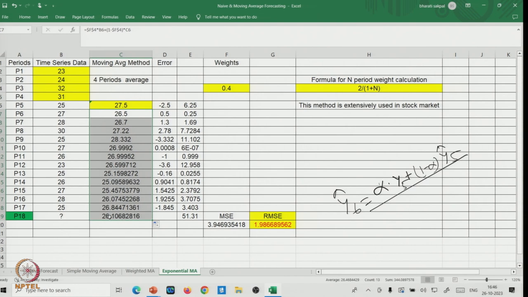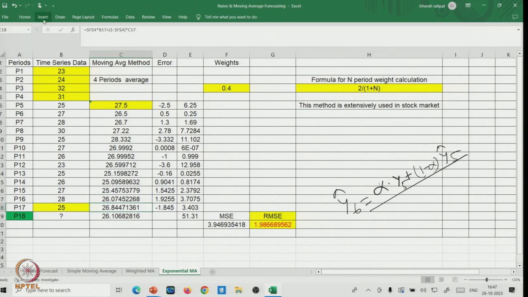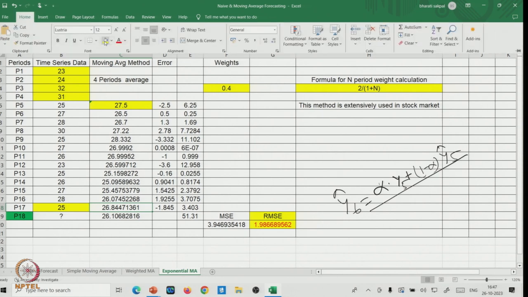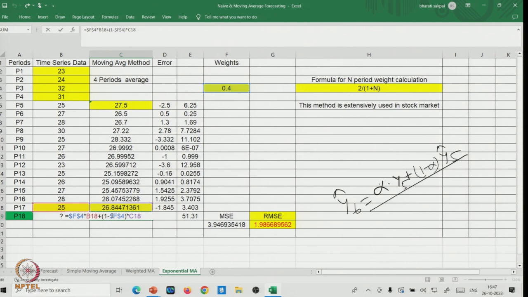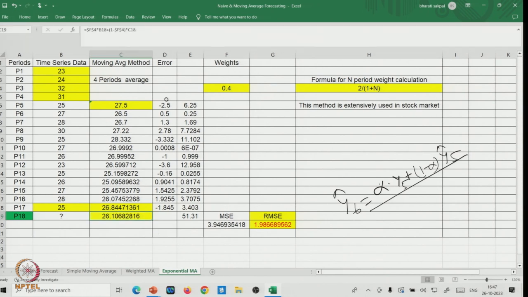So here, if you want to see the 18th period forecast, look at the 17th period actual, let me put a color, the 17th period actual and the 17th period forecast we found using the moving average formula, and using them you calculate your forecast for the 18th period, that's it. And you found the forecast. So this is the forecast for the 18th period, right? Hold it.